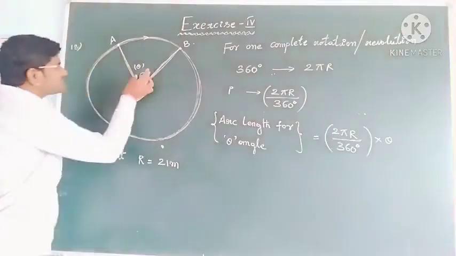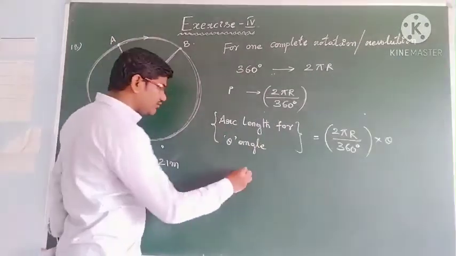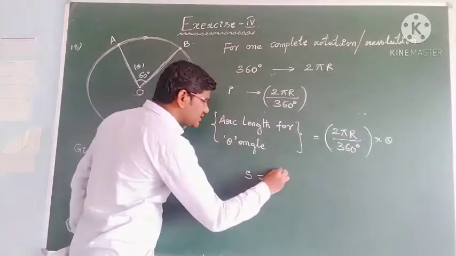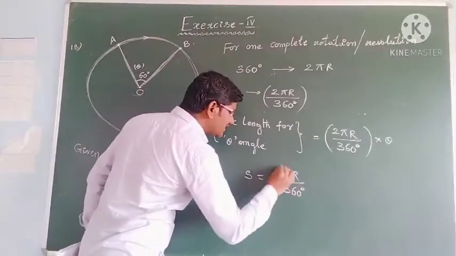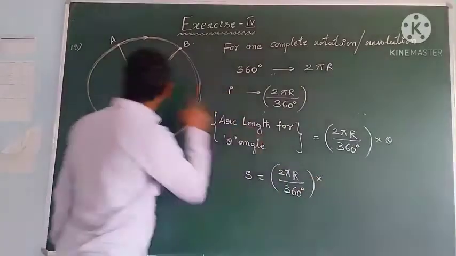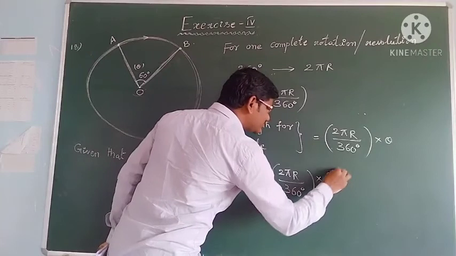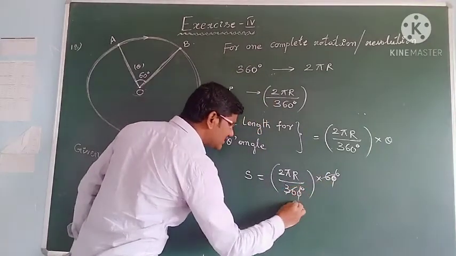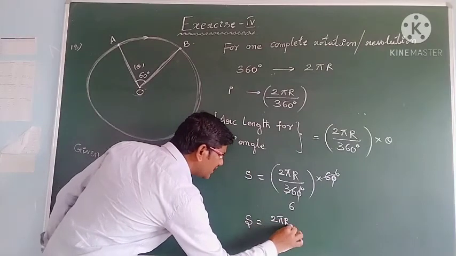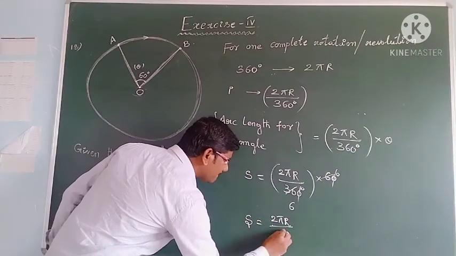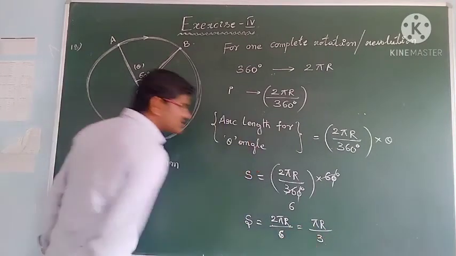Okay, now that theta is given 60 degrees here. So arc length for theta angle, that is called the distance. Distance is equal to 2 pi r by 360 degrees into 60 degrees. Zero zero gets cancelled. 6 6s are 36. Then distance you will get 2 pi r by 6, so that is equal to pi r by 3. This is called distance.